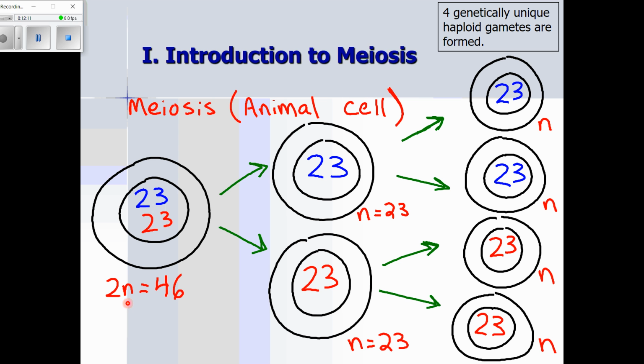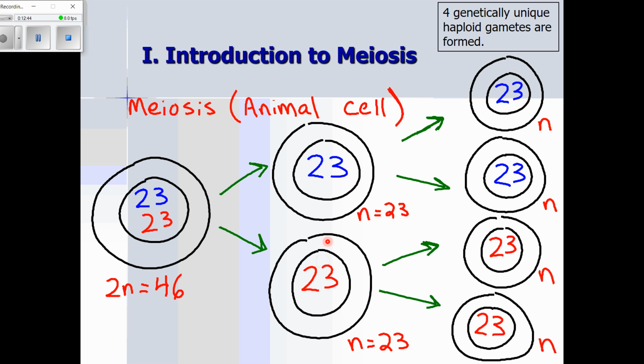By the way, when you see 2N, that's just a shortcut way of writing two sets of chromosomes. N refers to one set of chromosomes. I have no idea why they chose the letter N, but anyway, two sets of chromosomes, two sets of 23 equals 46. So in meiosis, this cell is going to undergo prophase, metaphase, anaphase, telophase, cytokinesis, and it's going to divide, and it's going to make two cells.